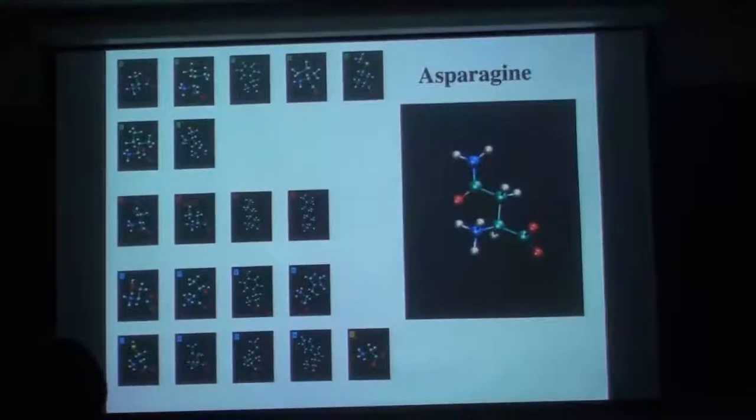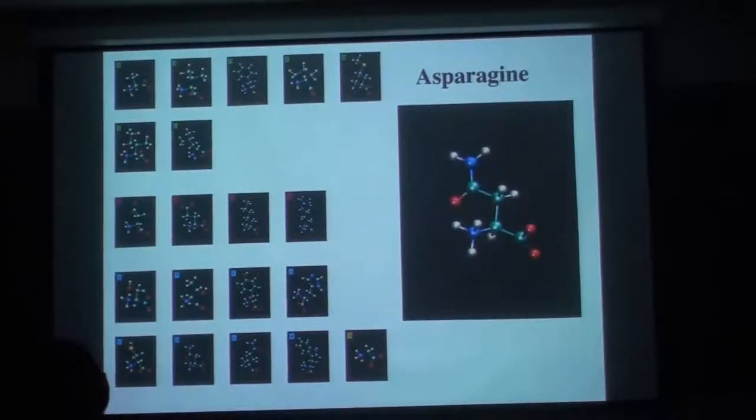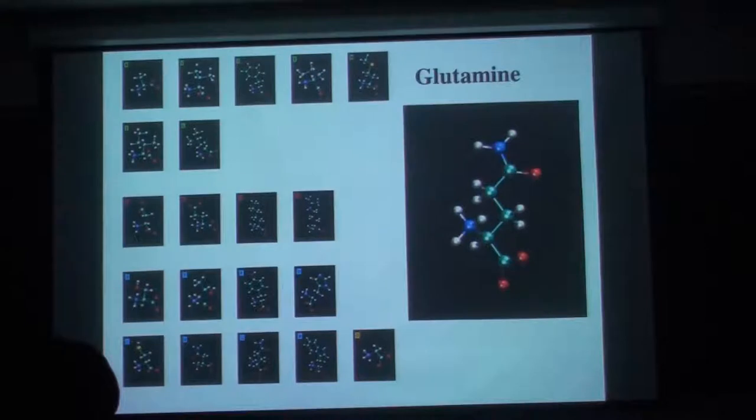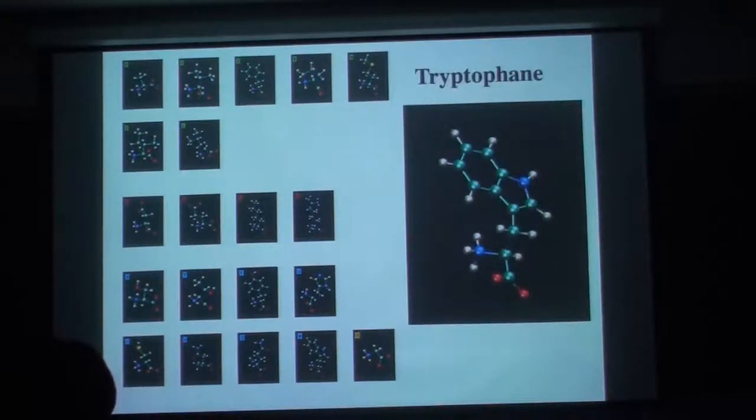And then we have asparagine. It's a little bit like aspartate, but neutral, just polar. Same for glutamine, a little bit like glutamate, but polar. Tryptophan is the elephant among the amino acids. It has a 6-ring and a 5-ring.